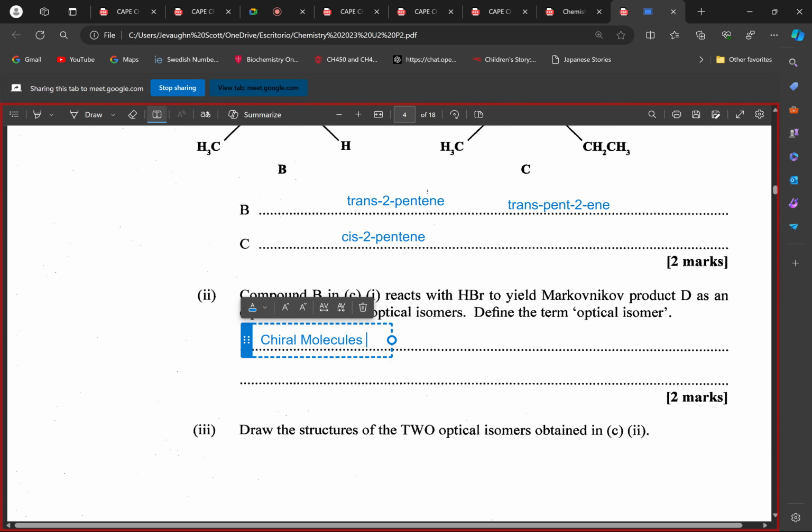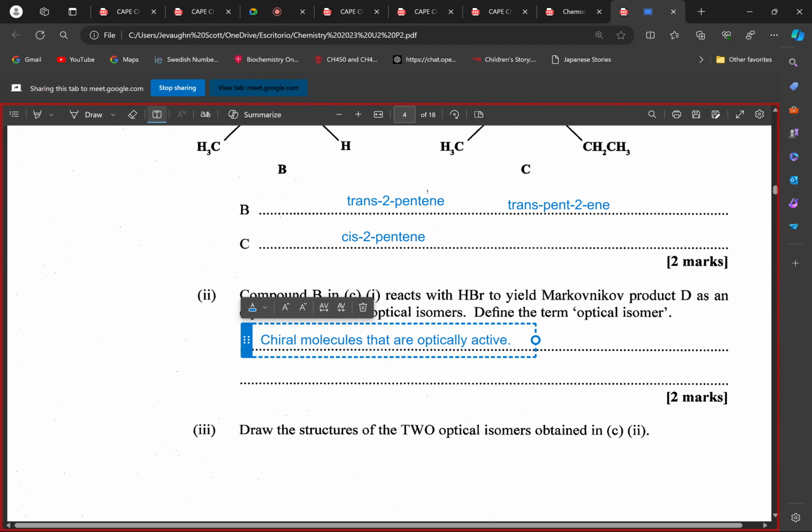So what else about them? Sir, I think I would say that they have the ability to rotate a plane of polarized light. At least they're optically active compounds. Yeah, that are optically active. Optically active. Right? So I would say they're chiral molecules that are optically active, right?